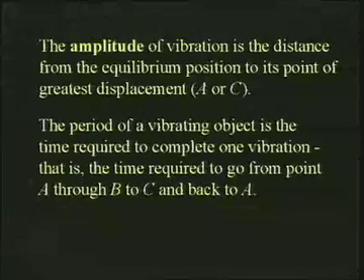So we're going to define some words now that are used in simple harmonic motion. The amplitude of vibration is the distance from the equilibrium position to its point of greatest displacement, A or C in the last example. The period of a vibrating object is the time required to complete one vibration or one oscillation. That is, the time required to go from point A to B to C and back to A.